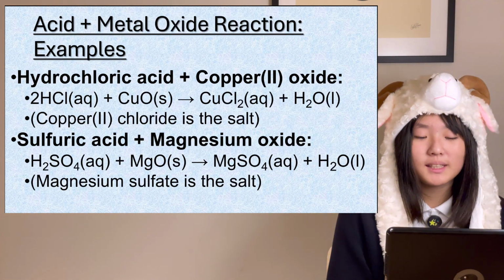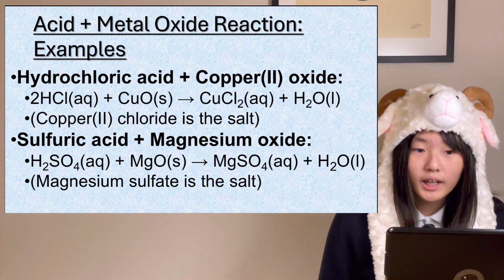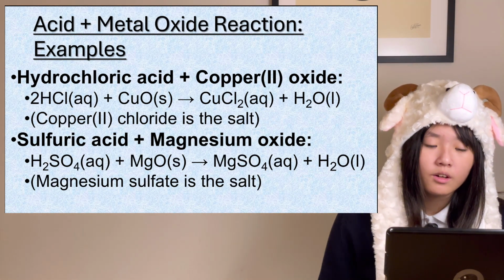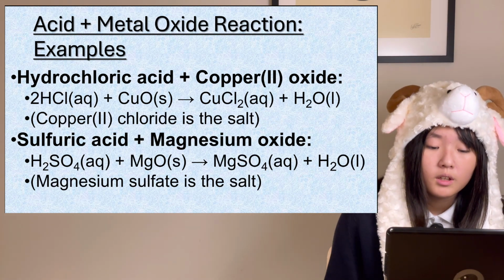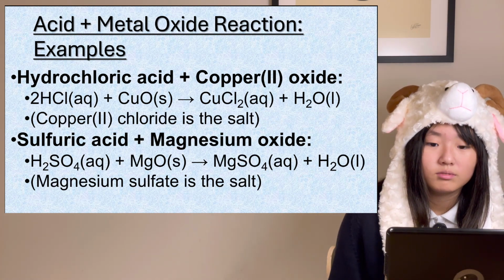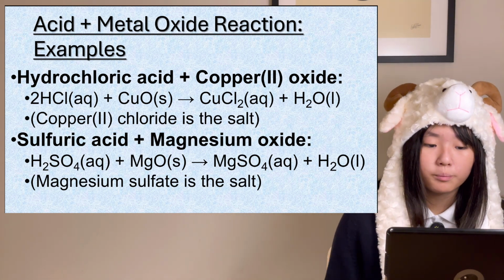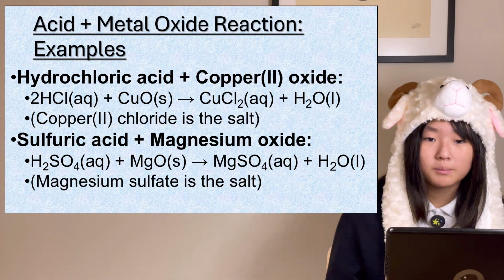Now I'll give you some examples for an acid plus metal oxide reaction. Hydrochloric acid plus copper 2 oxide. 2HCl, which is aqueous, plus CuO, which is copper, and a solid, becomes CuCl plus H2O. Copper 2 chloride is the salt. Sulfuric acid plus magnesium oxide.